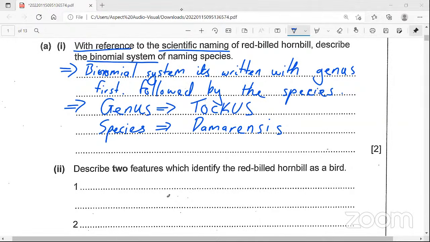Underline which part, the whole name? Didn't they say capital letters? Guys, one at a time. Only the first letter of the genus is supposed to be capital. Only the genus, and the species is not. Oh, okay, I see. Thank you. So it's Tockus.